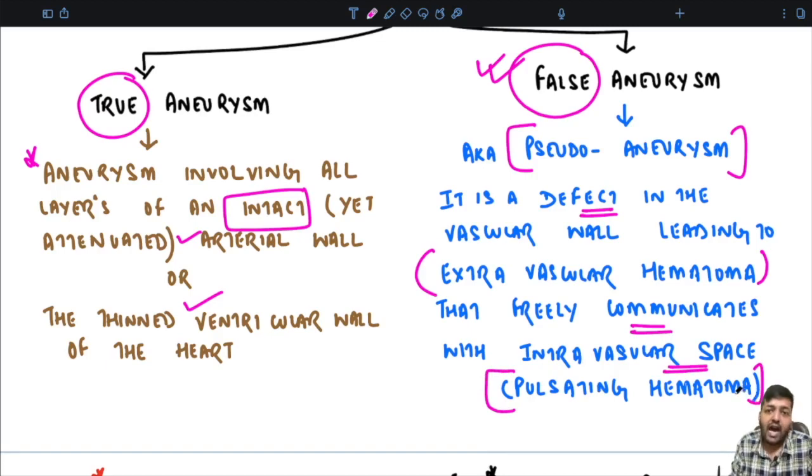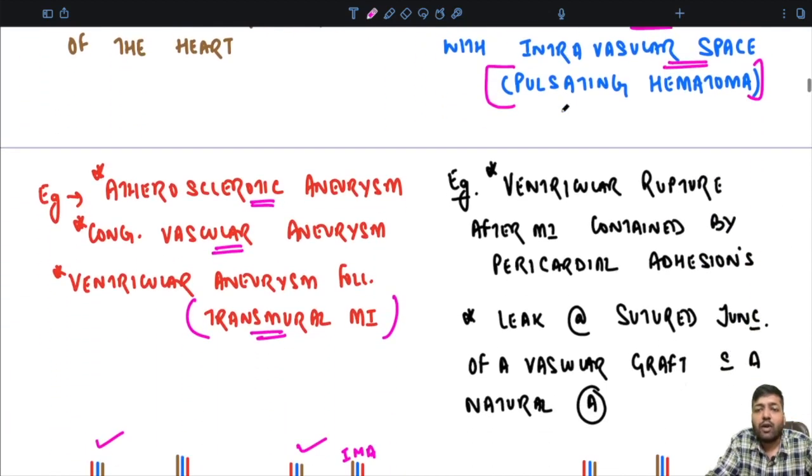I will repeat. A false aneurysm, also known as a pseudoaneurysm, is a defect in the vascular wall leading to extravascular hematoma that is freely communicating with the intravascular space. So the difference is, in the false aneurysm there is a compromise or a defect in the vascular wall, whereas in the true aneurysm the vascular wall is intact. What are some of the examples that we see for false aneurysm? Whenever there is a ventricular rupture after myocardial infarction, which is contained by pericardial adhesions.